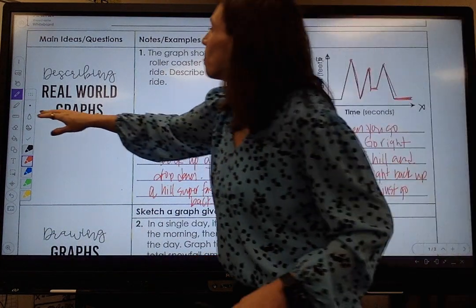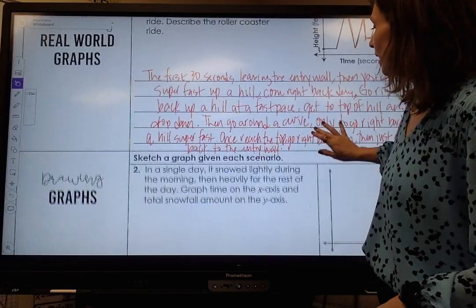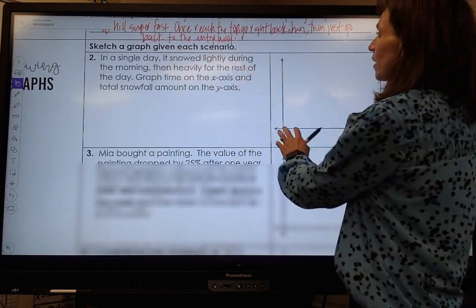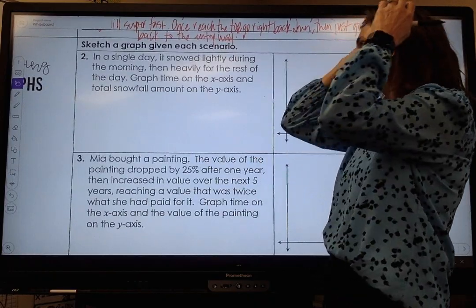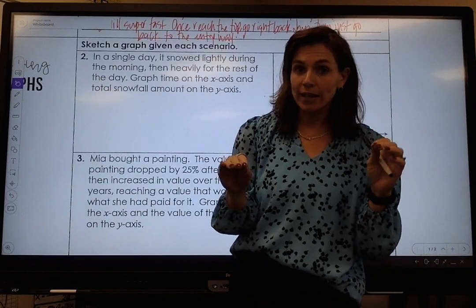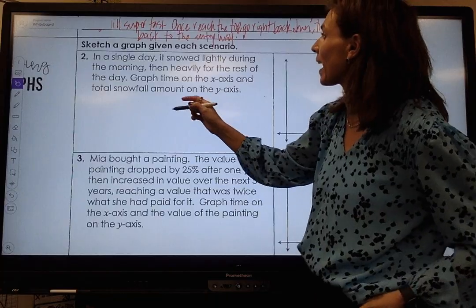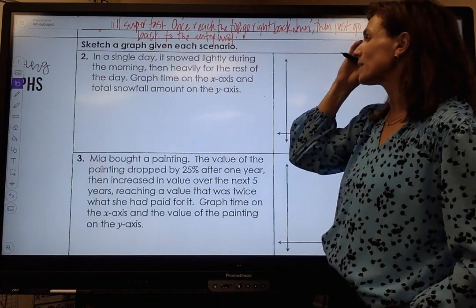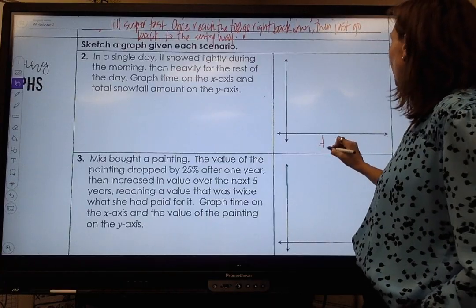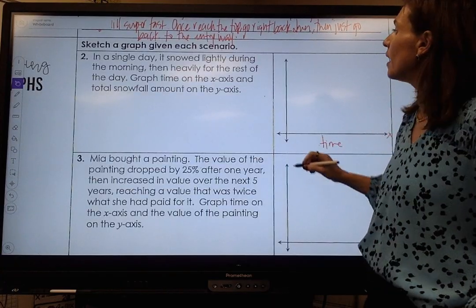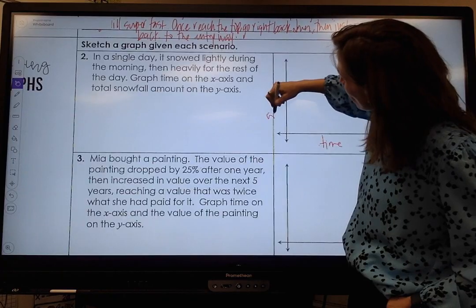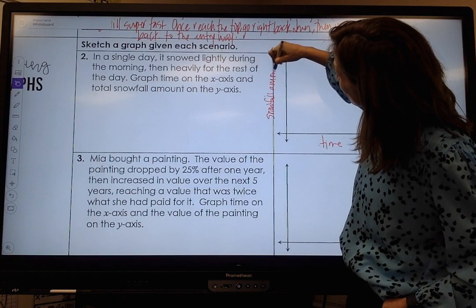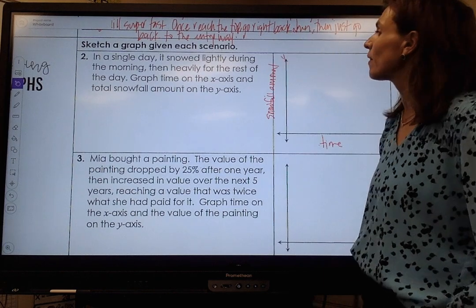Now, let's do it backwards. Let's sketch a graph given this scenario. The main thing when you're sketching is you've got to label your x-axis and you have to label your y-axis. So in a single day, it snowed lightly during the morning, then heavily for the rest of the day. We're going to graph time on the x-axis, and we're going to graph snowfall amount on the y. So make sure you have that labeled.